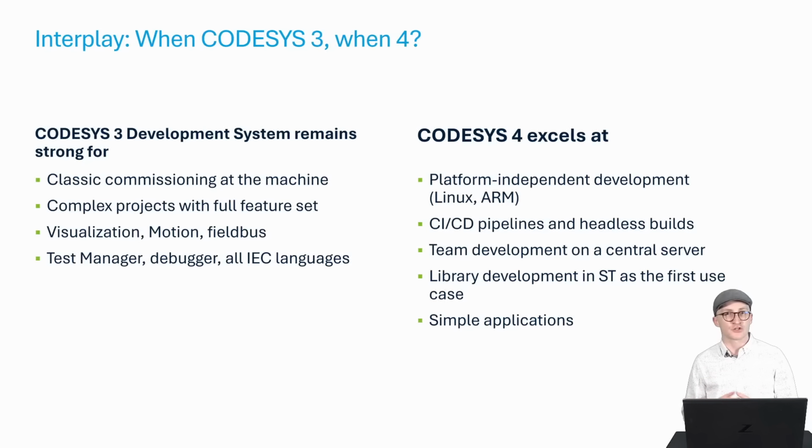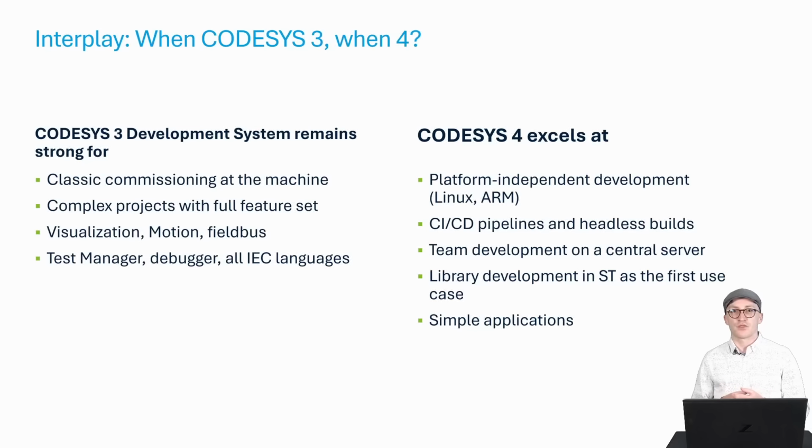CODESYS 4 is the better choice for platform-independent development on Linux or ARM, CI/CD pipelines with headless builds, team collaboration on a central server, and library development in structured text. It also works well for small applications, for example Modbus on a Raspberry Pi. A conversion tool is planned to help move projects between the two versions, CODESYS 3 and CODESYS 4. For most structures, it will work smoothly. Complex configurations and projects may have limitations.